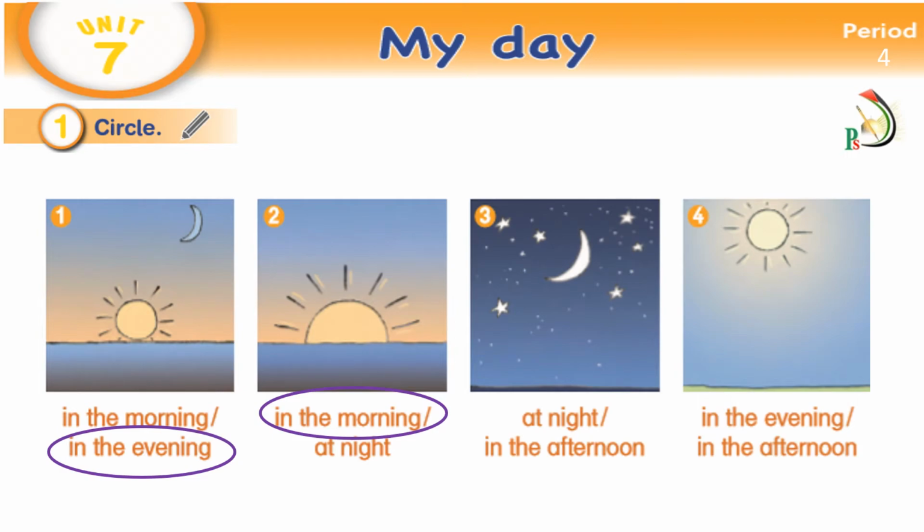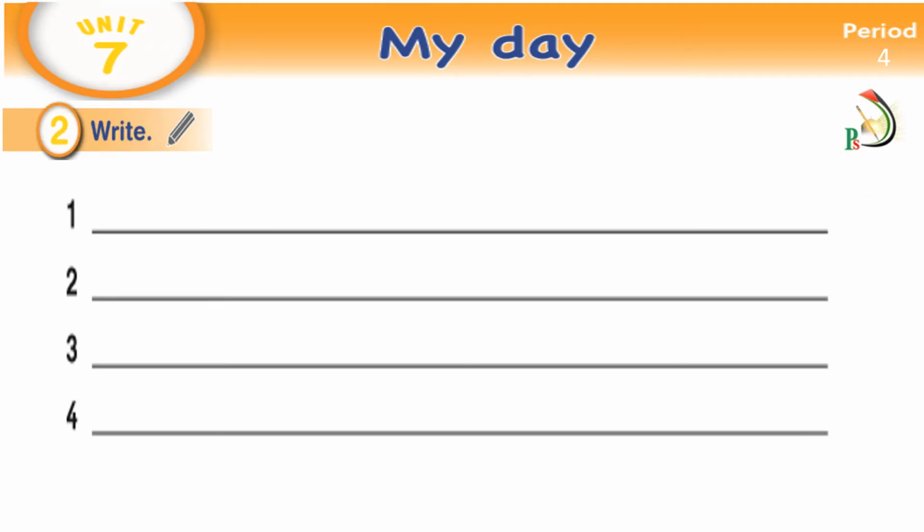Number 3. At night. Excellent. Because you can see the moon and the stars. And number 4. In the afternoon. You can see the sun up in the sky, in the middle of the sky. Very good. Now please write the 4 parts of the day in the spaces. Take your pencil and please write neatly.